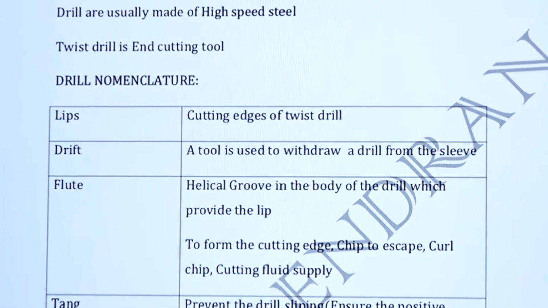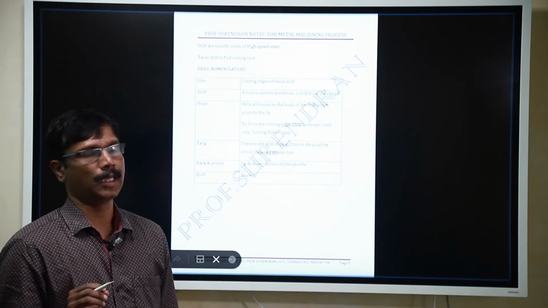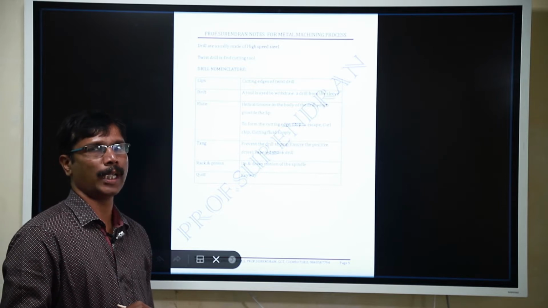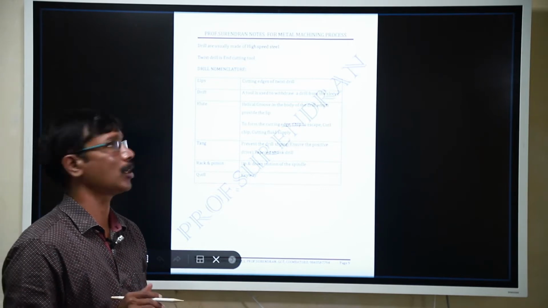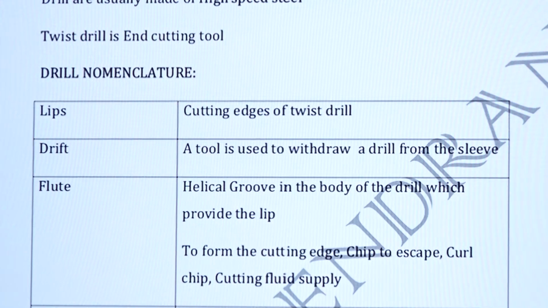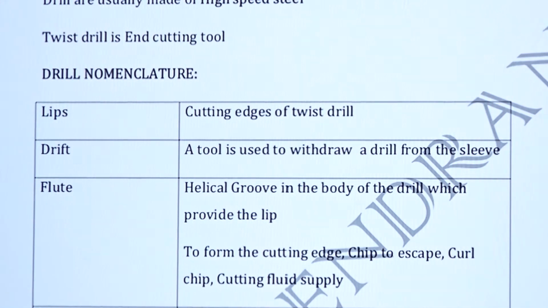And here we have some terminology. What do you mean by lips? Lips are the cutting edge of the twist drill. And the drift is the tool to withdraw the drill from the sleeve.